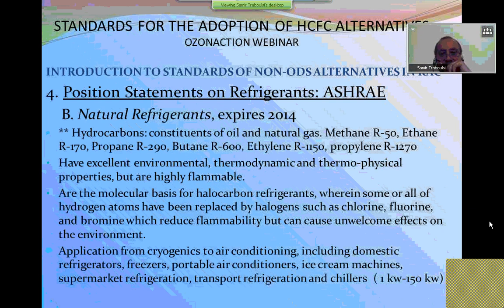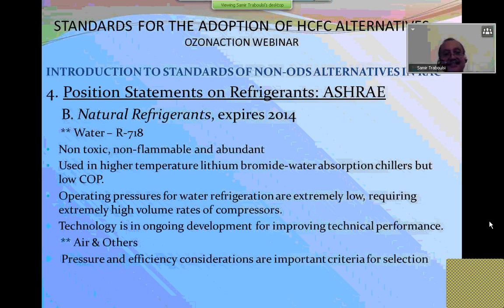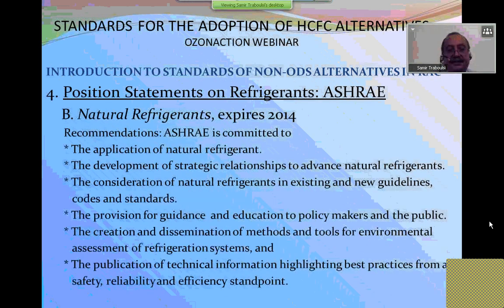Again, we have hydrocarbons. Apart from their safety issue, they are also getting acceptance in refrigeration cycles. They can be used in high temperature refrigeration as well as low temperature. Water could be considered a natural refrigerant, but unfortunately it's not that simple to use because of the low coefficient of performance. We can use it with the aid of ethylene bromide in certain circumstances. Air can also be considered a refrigerant, but it would be an issue in efficiency and pressure conditions.